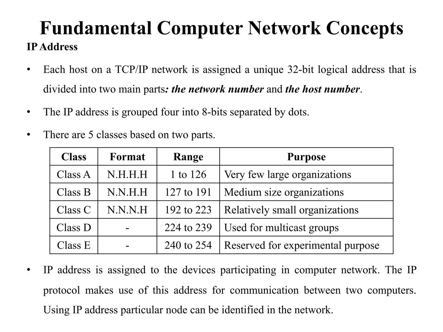Next is IP address. Here a TCP/IP network is assigned a unique 32-bit logical address that is divided into two main parts. First one is the network number, second one is the host number. Here the IP address is grouped into 4 bytes of 8 bits, separated by dots.